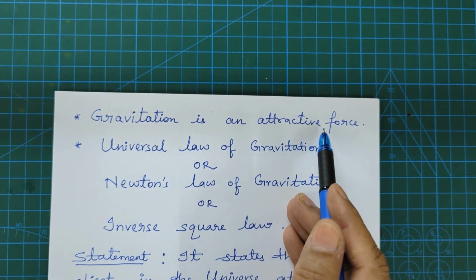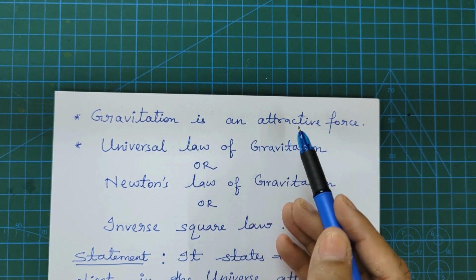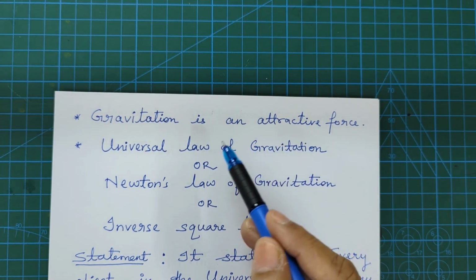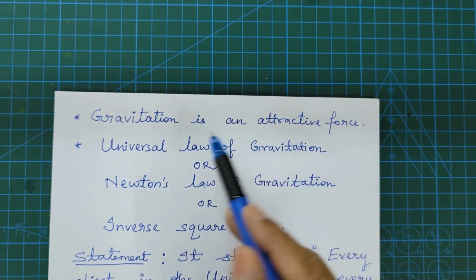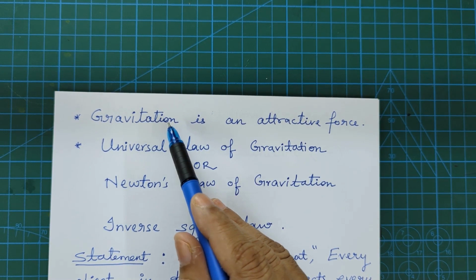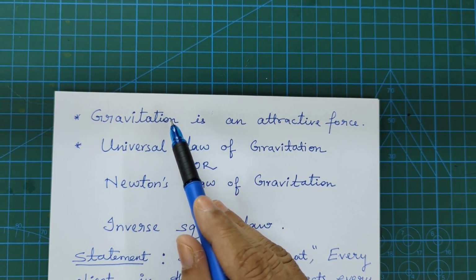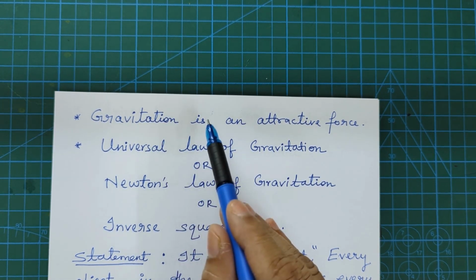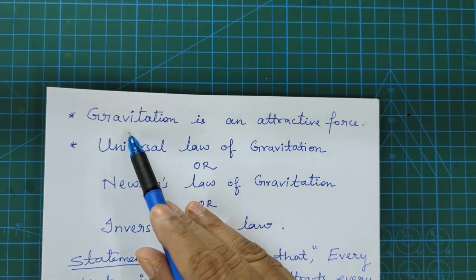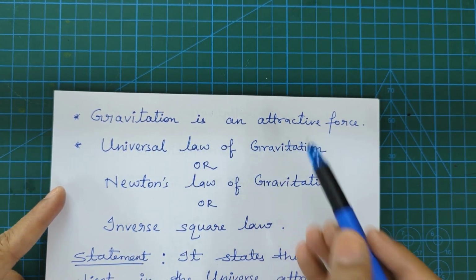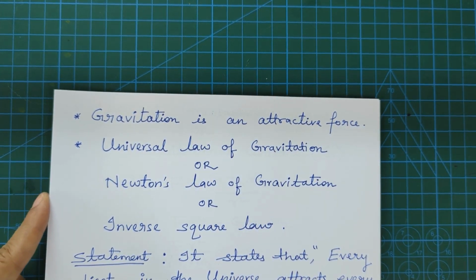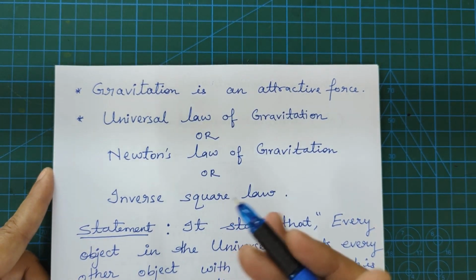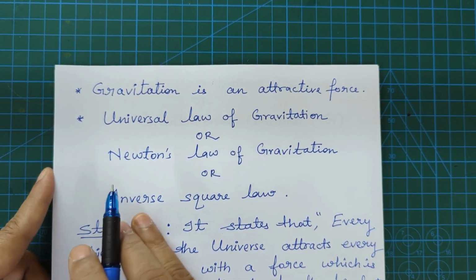You must be knowing different types of forces which may be attractive in nature or repulsive in nature. For example, magnetic force or electrostatic force. They are attractive as well as repulsive in nature. But the gravitational force is the only force which is attractive in nature, and it is the weakest of all forces. So gravitation is the attractive force and it is the weakest. As we proceed in the chapter, we will know why gravitational force is the weakest force.